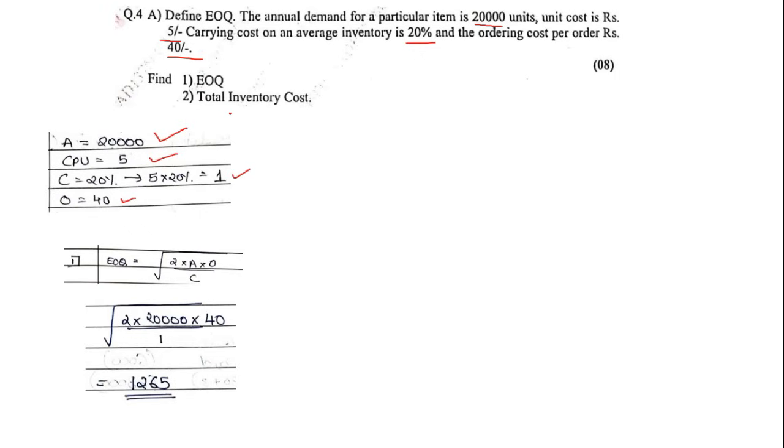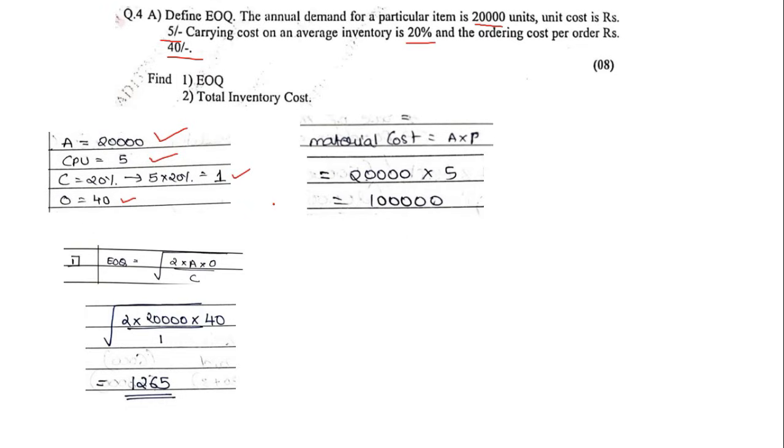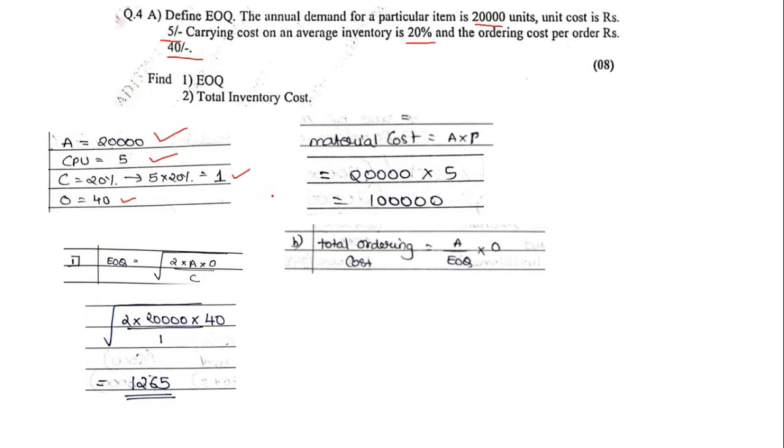Now for total inventory, we require three things. Number one, material cost, which is annual demand into cost per unit. Annual demand is 20,000 units, cost per unit is 5 rupees. We multiply them. So 20,000 into 5 is equal to 1 lakh rupees. Second, we need to find the total ordering cost. So total ordering cost is equal to annual demand upon EOQ into O. Annual demand was 20,000, EOQ was 1265, ordering cost is 40. So 20,000 upon 1265 into 40 will give you 632 rupees.